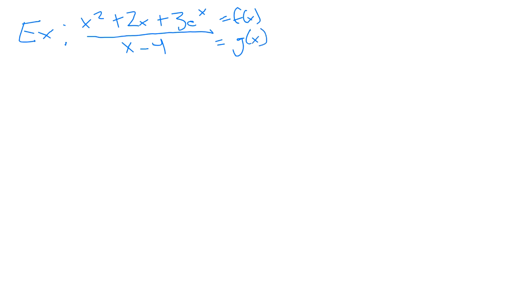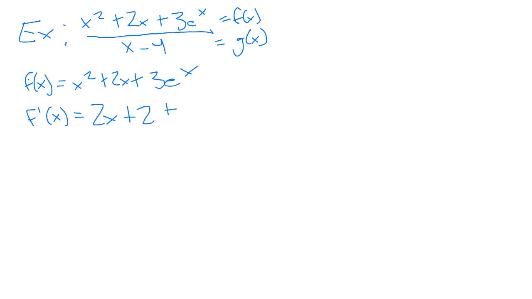All right, so let's go ahead and set this up. We know that our f of x is equal to x squared plus 2x plus 3e to the x. And then our f prime of x, once again, we can use power rule for the first term, which is just 2x. The second term, once again power rule, plus 2. And the last one is our exponent rule, which just leaves us with 3e to the x.